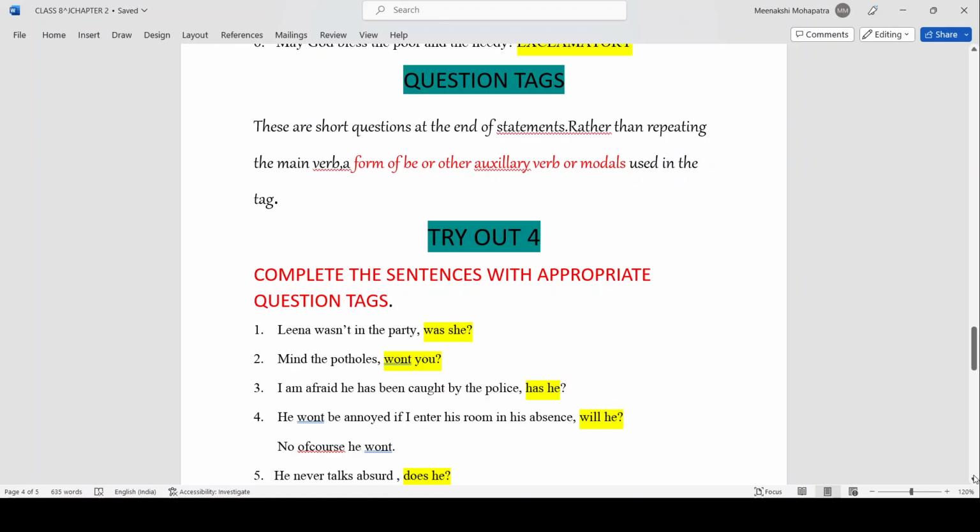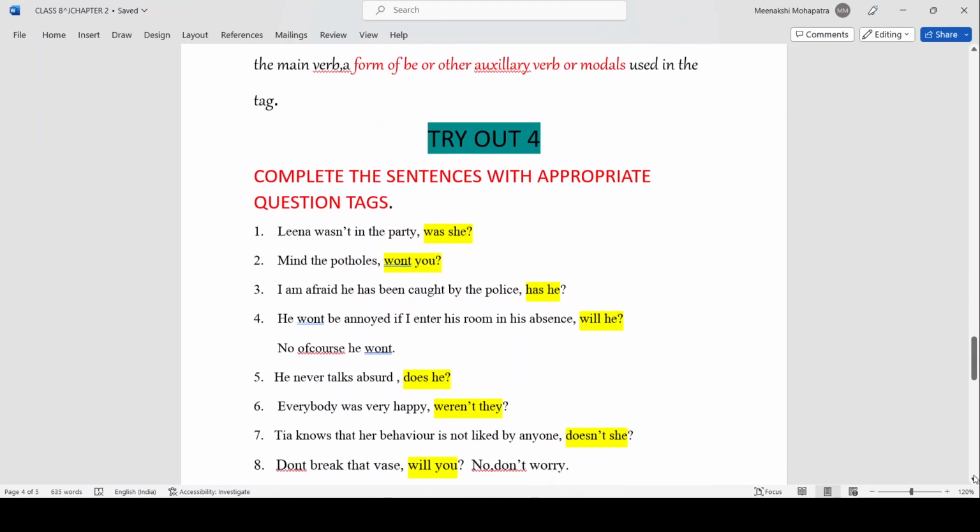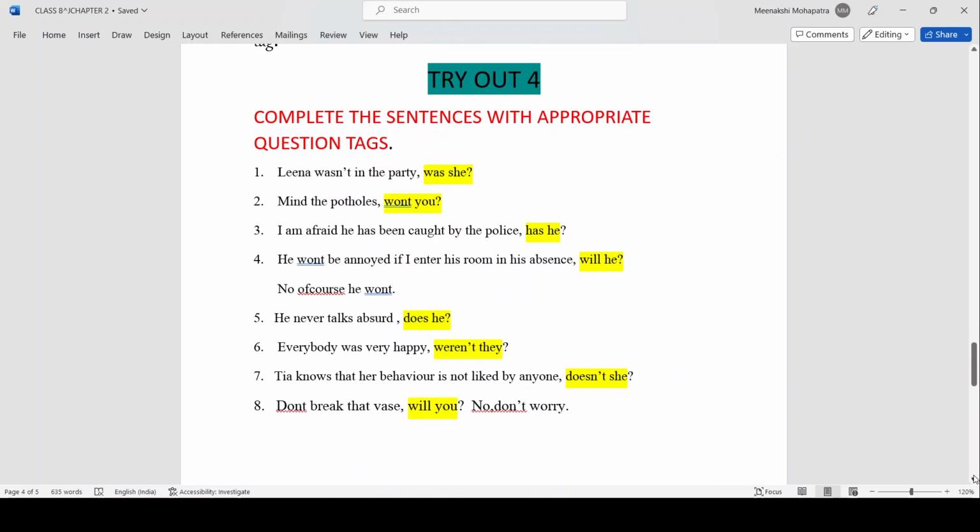Lena wasn't in the party, was she? Number 2. Mind the potholes, won't you? Number 3. I am afraid he has been caught by the police. Has he? Number 4. He won't be annoyed if I enter his room in his absence, will he? No, of course, he won't. Number 5. He never talks absurd, does he?